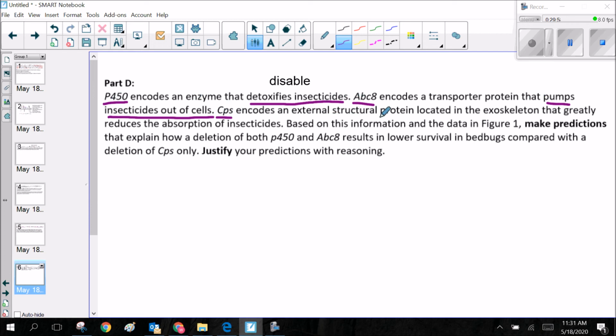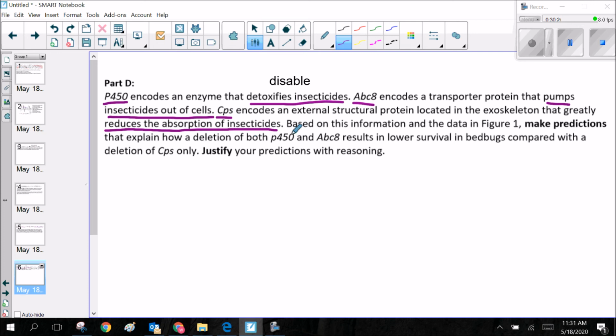CPS encodes an external structural protein located in the exoskeleton that greatly reduces the absorption of insecticides. Now notice how I skipped a lot of the words in there to get directly to absorption, reduces the absorption of insecticides, because I want to know specifically what does it do. Okay, not how does it achieve it, what does it do? Okay, P450 detoxifies or disables insecticides. ABC8 pumps them out of the cells. CPS reduces the absorption of insecticides. That's all I need to know.